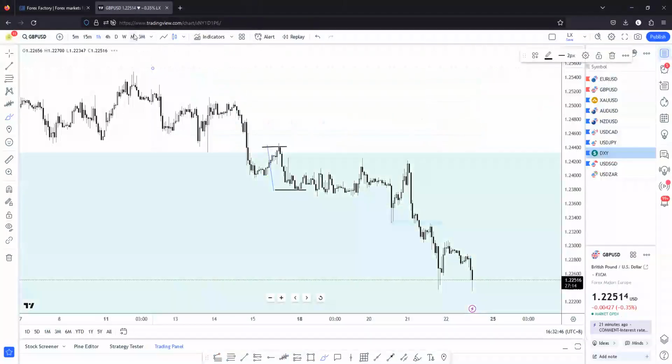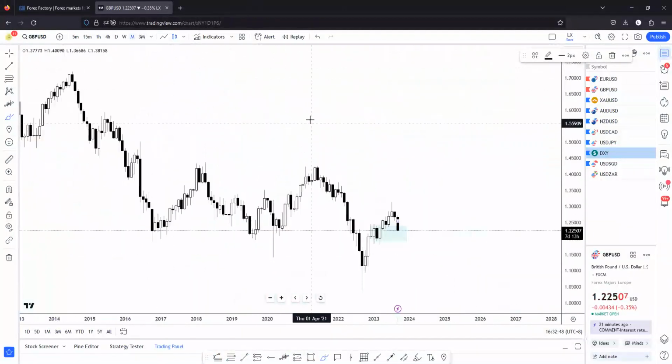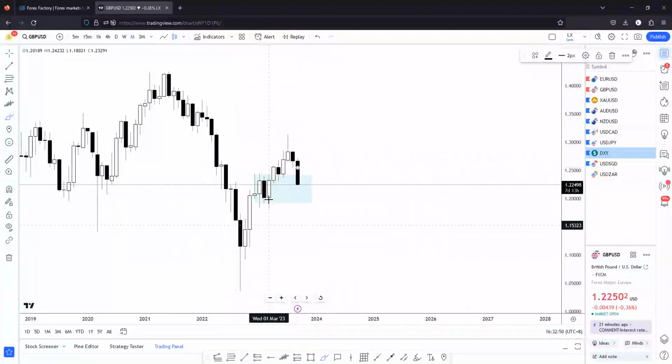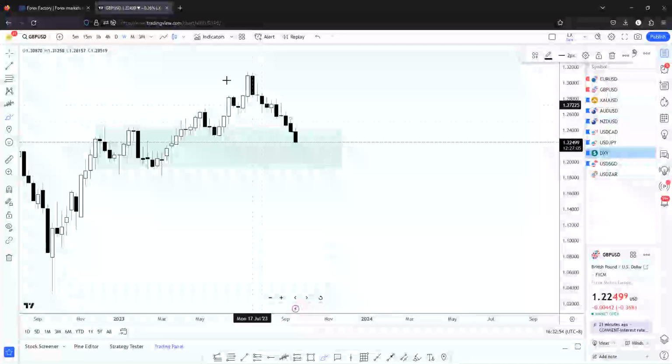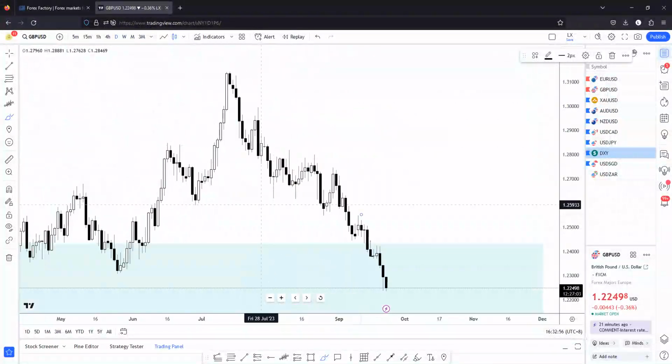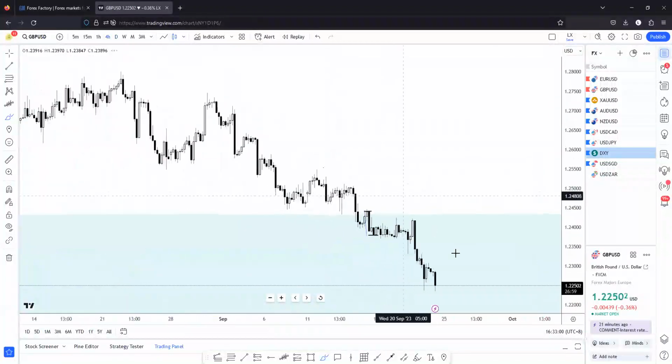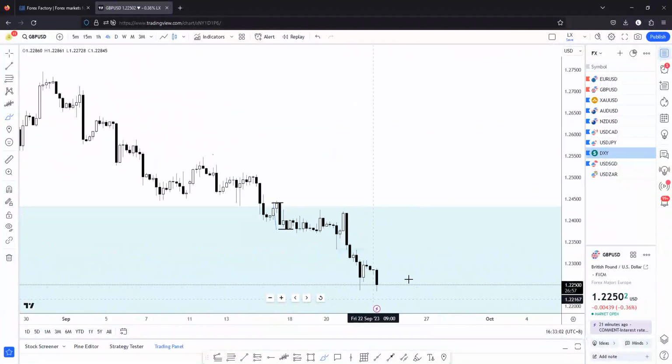So on pound dollar first, you can see on the monthly we have price coming into a demand area. Price broke to the upside. We're seeing a potential retest of this zone. If you're on the weekly time frame or the daily, you can see pound dollar is still bearish, just bearish structure here, lower lows, lower highs. You move to the 4 hours time frame, pretty much the same thing.